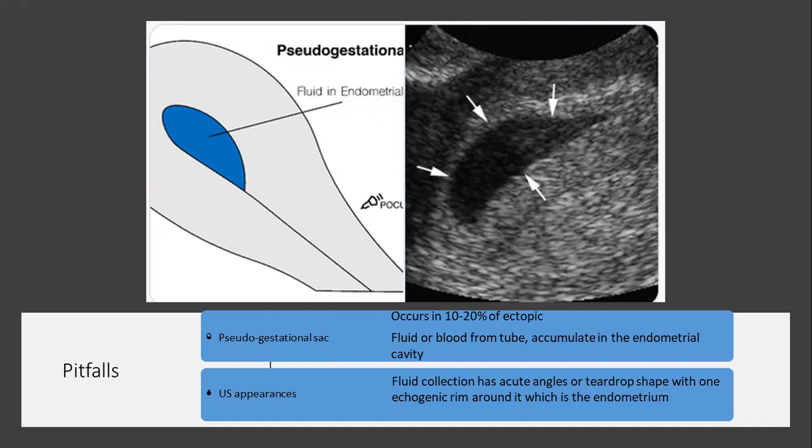And what can help us to differentiate it from a normal gestational sac is, normally, as I mentioned earlier, the shape of our gestational sac is round to oval. In a pseudogestational sac, because this is just a free fluid collection in the endometrial cavity, it tends to conform to the shape of the endometrial cavity. So we get this teardrop appearance of our fluid collection, as seen in this image, because this fluid is just conforming to the endometrial cavity.